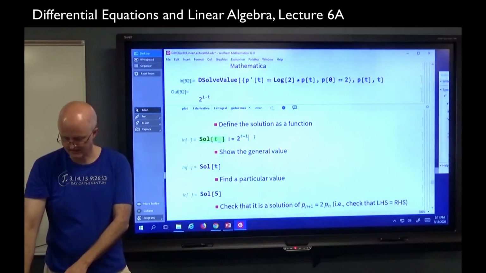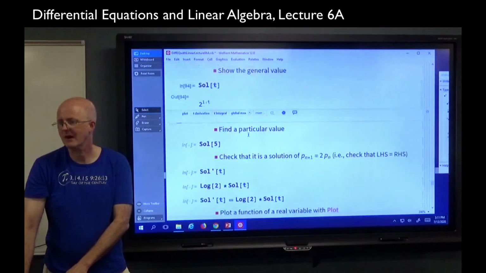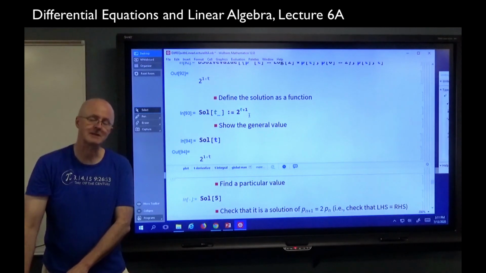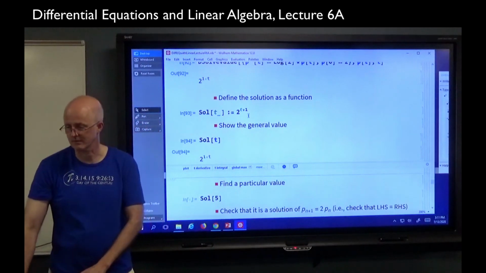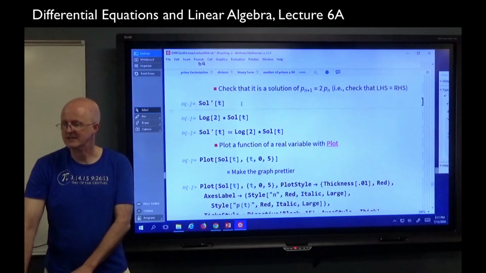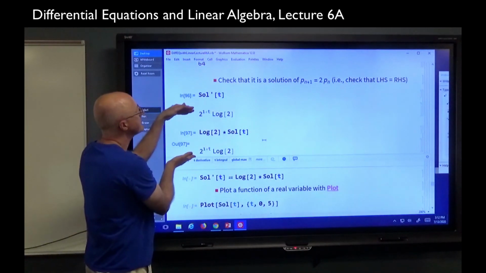And once again, we can define the solution function. There's really no difference between this function and the other one, other than the fact that I'm using a t instead of an n and imagining t to be a real number instead of a whole number, arbitrary real number. And we can check that it solves the differential equation. The left-hand side and the right-hand side simplify to the same thing.